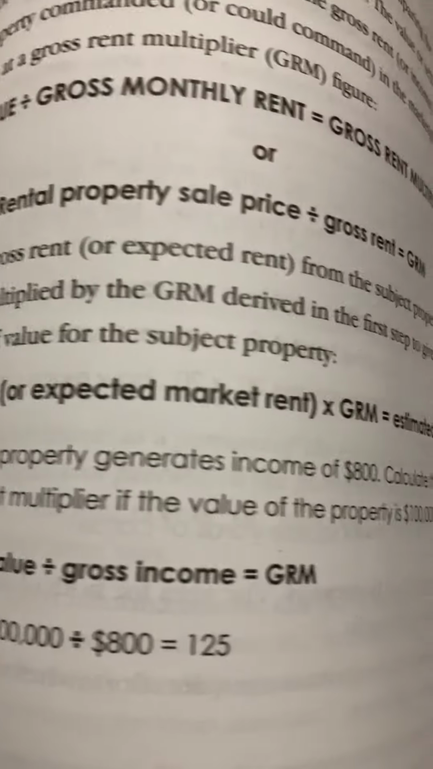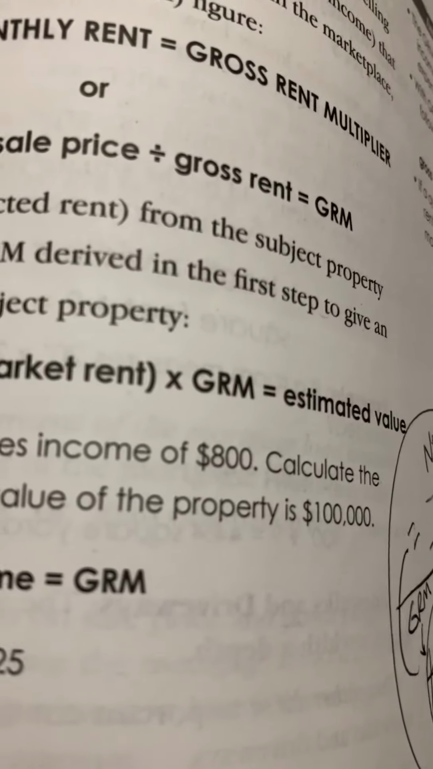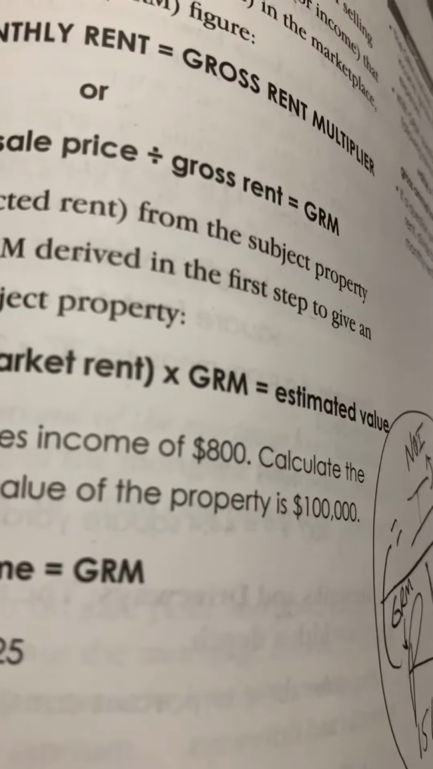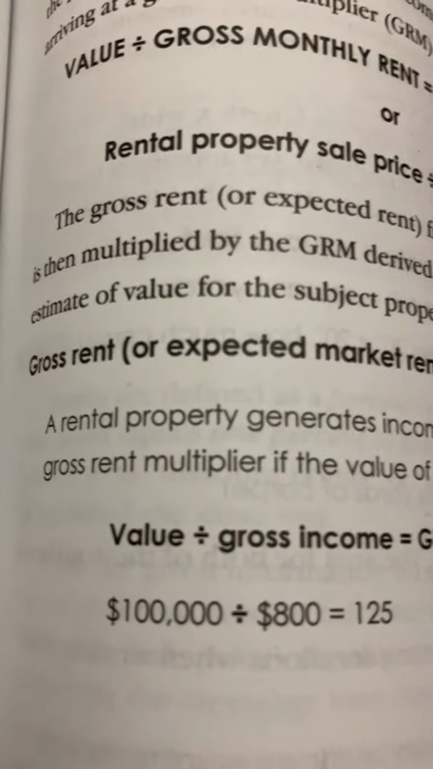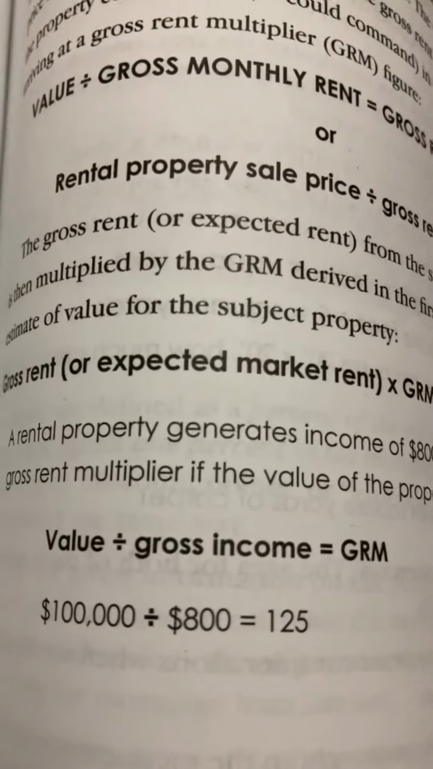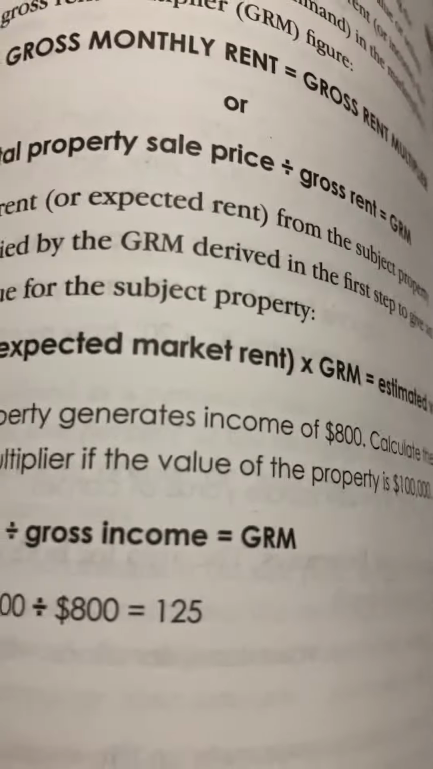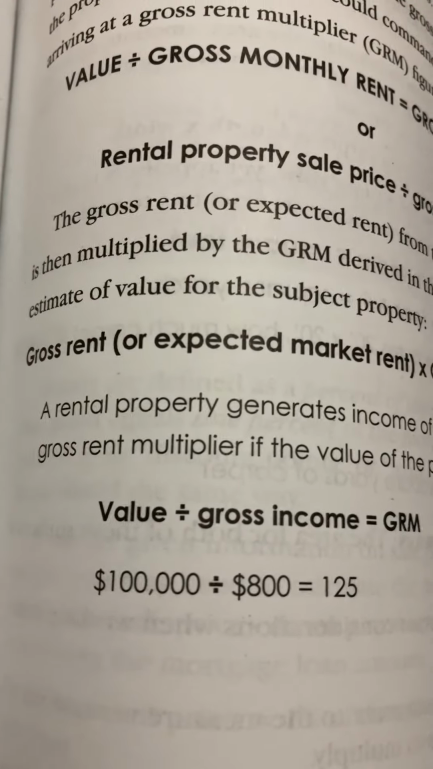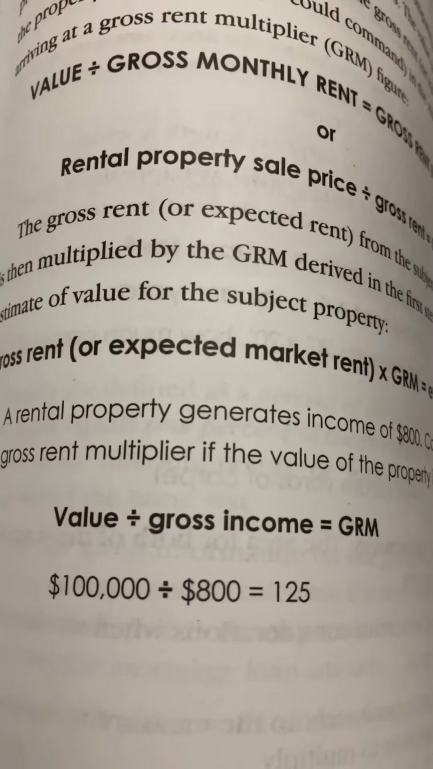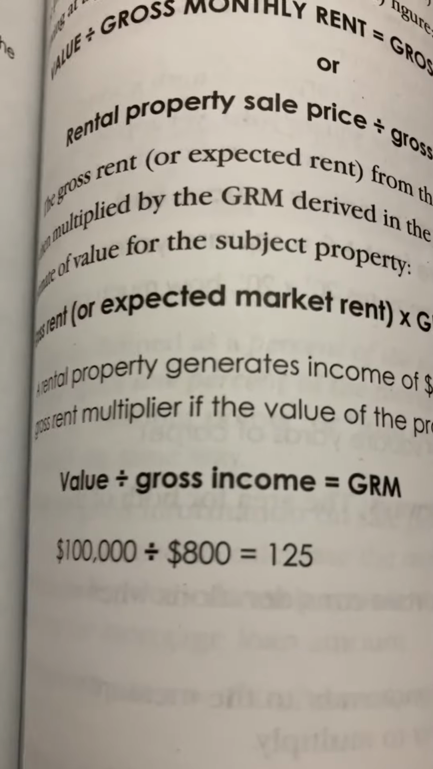A rental property generates an income of $800. Calculate the gross rent multiplier if the value of the property is $100,000. Value divided by gross income equals GRM. $100,000 was the value of the property divided by $800, which was the rent, equals 125.